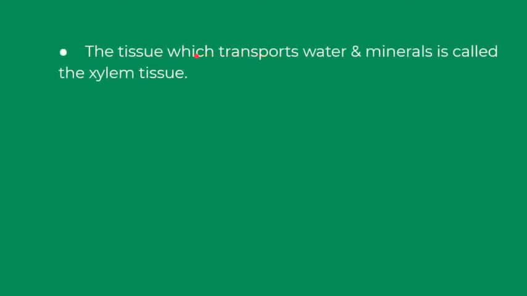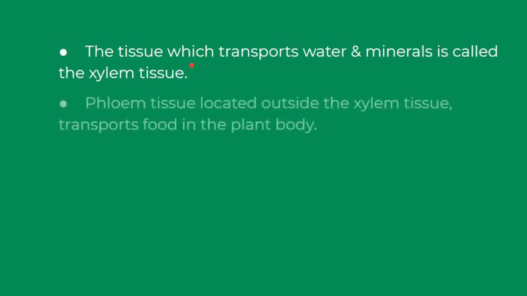Now, when you observe this, you could have noticed certain things. You could have noticed that there's a tissue that transports water and minerals. That tissue is known as the xylem tissue. And you will also notice that there is a tissue located outside the xylem tissue, and that tissue transports food in the plants. That tissue is what's called the phloem tissue.